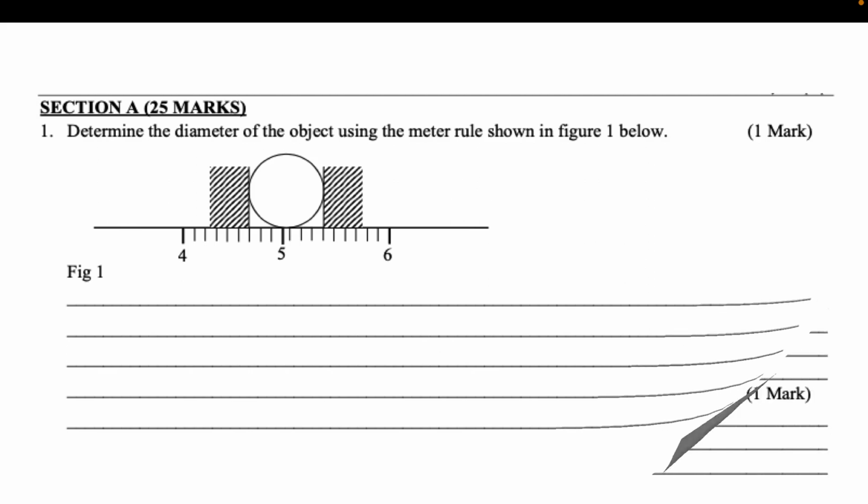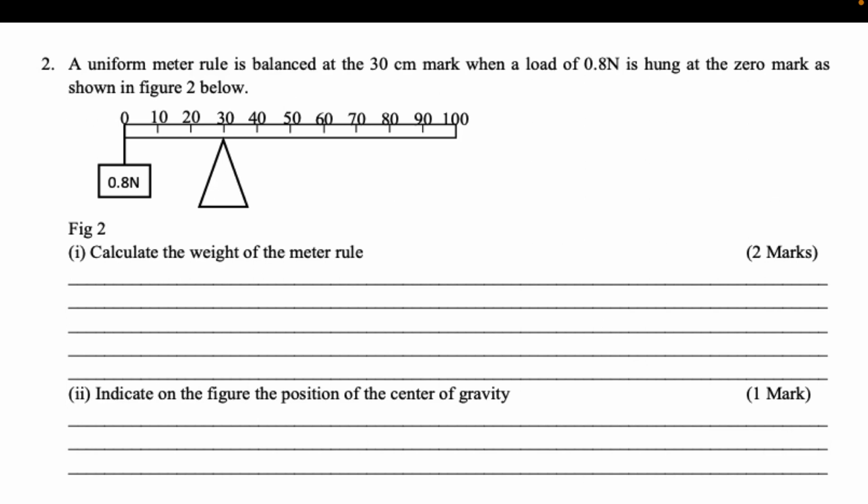A uniform meter rule is balanced at the 30 cm mark when a load of 0.8 N is hung at the 0 mark as shown in figure 2 below. (i) Calculate the weight of the meter rule. 2 marks. (ii) Indicate on the figure the position of the center of gravity. 1 mark.